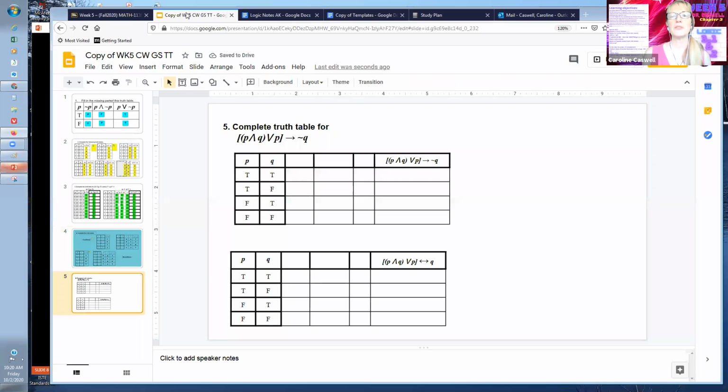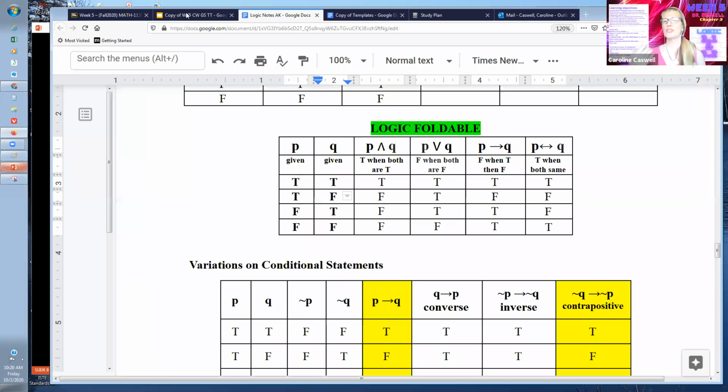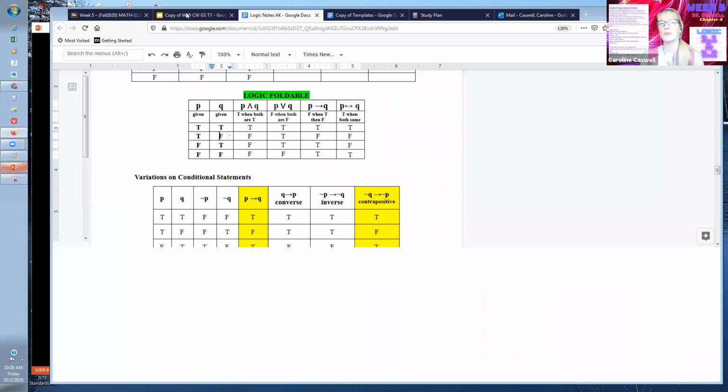As you're working on these problems, go back to your notes and pick a table that works for you. I like this foldable, I call it the logic foldable. Normally in class we'd use markers and color it up.